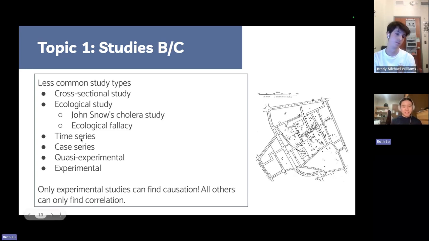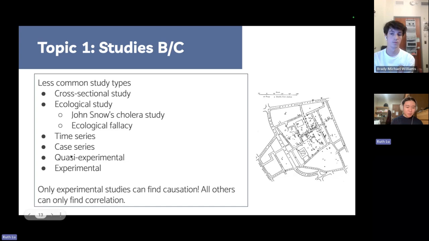There's also time series, where you just look at different data points over a long period of time. This one usually doesn't come up. There's case series, which is not really an analytic study because there isn't a control group. What happens is you follow a group of people with a certain disease over time. This is more to study the natural history of disease.